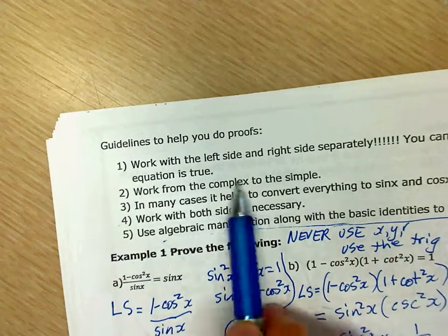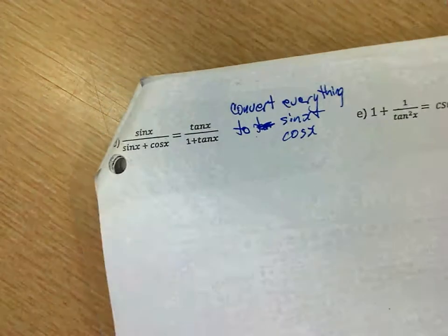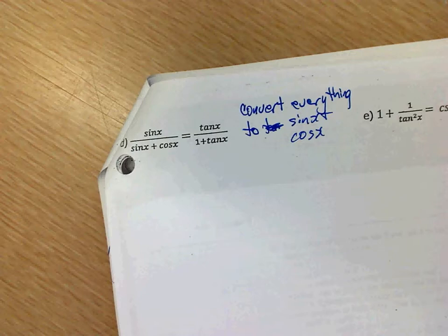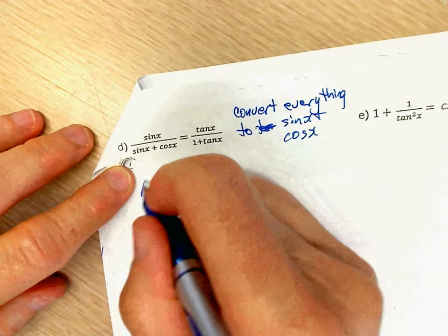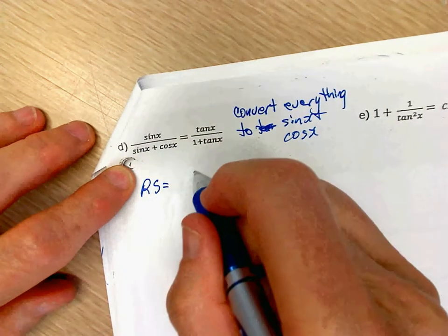So which side would you think would be most complicated? Right side, because it's not in terms of sine x and cos x. So right side equals tan x over 1 plus tan x.